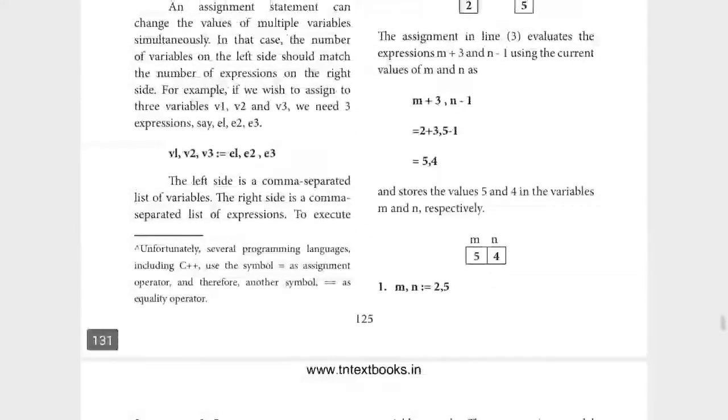With this we'll finish this chapter. It is a very easy chapter, you can just read it and understand it. If you have any doubts, please contact me, I'll clarify them.